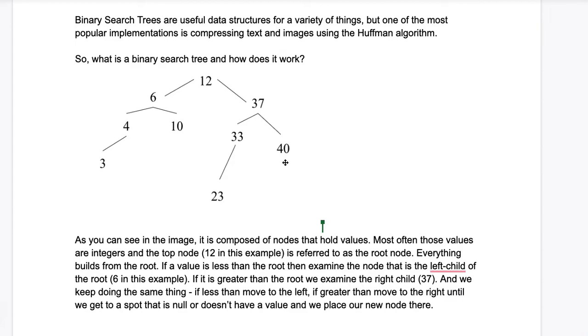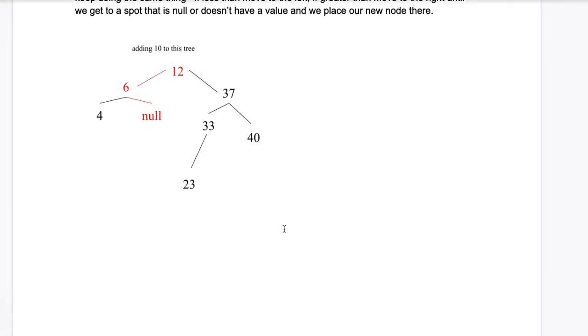If the value is less, then we move to the left. If it's greater, we move to the right, until we get a spot that is null, and that's where we insert our value. Here's an example of what that can look like if we needed to add a node that had a value of 10.